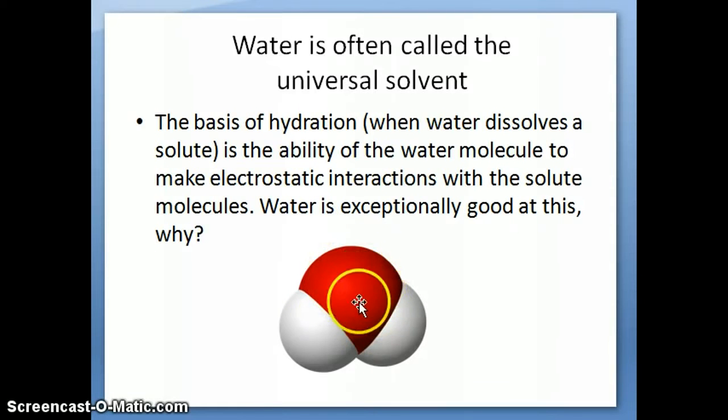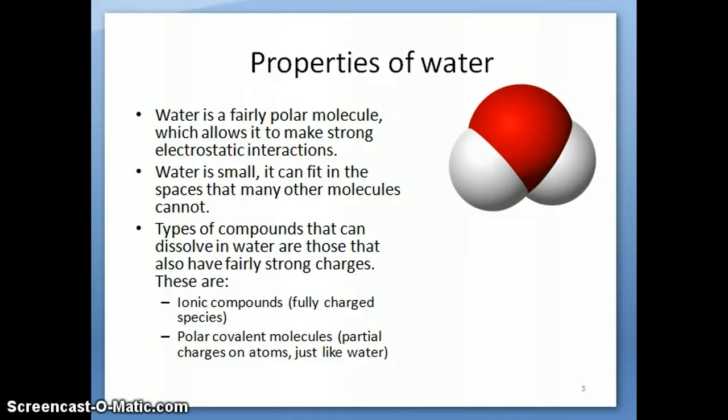So water looks like this. It has an oxygen atom, which is the red one, and it has two hydrogen atoms, which are the white ones. And we're going to talk about why this particular structure is so good at making electrostatic interactions with other solute molecules. So the reason why water is such a good solvent is given here. There are two reasons. One is that water, it turns out, is what we call a polar molecule, and it's a fairly polar one at that. We'll talk about what that means in a second. But once we know that water is a polar molecule, that helps explain why it can make these strong electrostatic interactions, which are, remember, the positive-negative type of interactions.